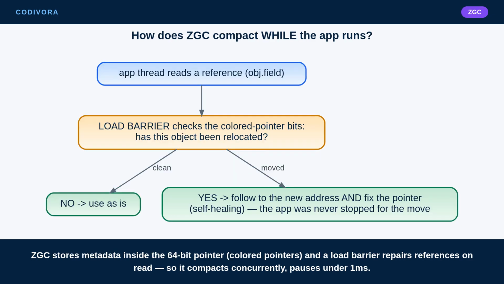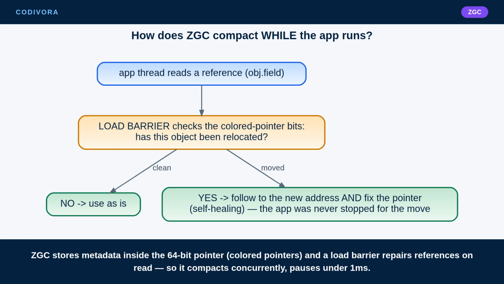Last one, and it is the question that separates seniors. Moving live objects, compaction, normally needs the app stopped or references would point at the old location. Yet ZGC compacts while the application keeps running, with pauses under 1 millisecond even on huge heaps. How? Two ideas. Colored pointers. ZGC hides metadata bits inside the 64-bit reference itself, like has this moved. And a load barrier. A tiny check the JIT adds on every reference read.